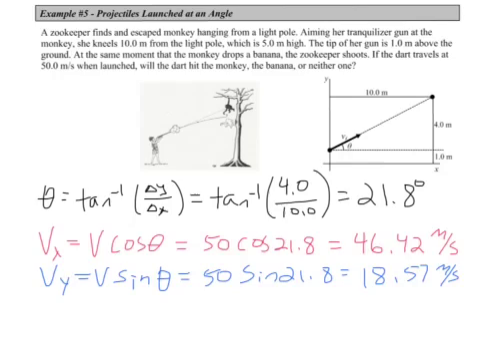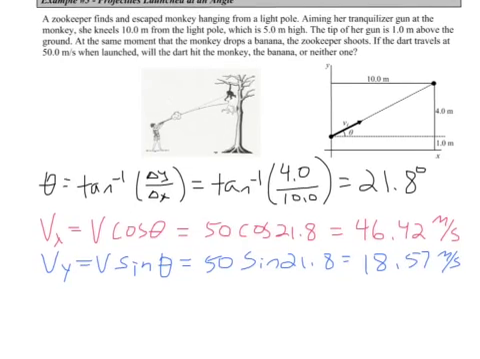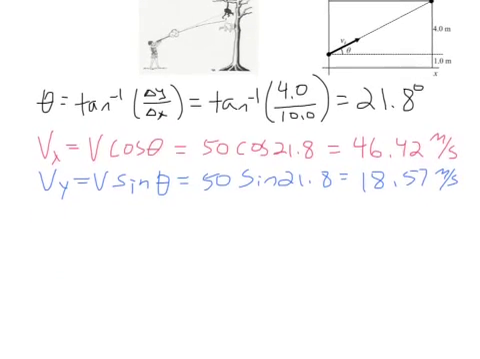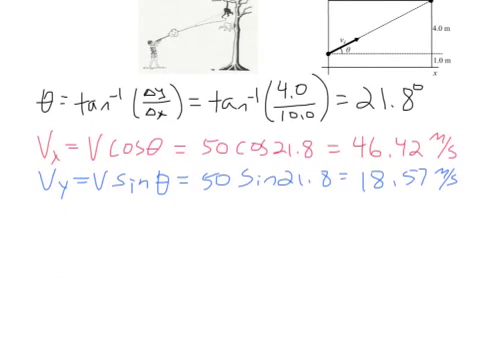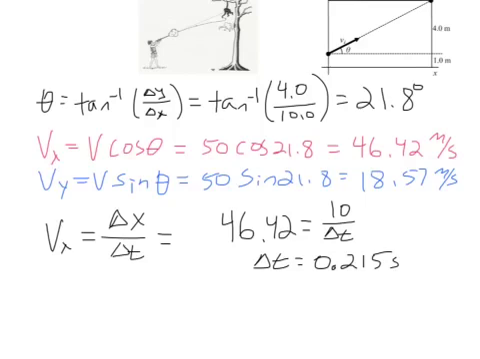Now, since we know our range of 10 meters, and we've got our constant velocity in the horizontal direction, we can use our constant velocity equation to figure out the time that it takes for this projectile to travel to its destination. Doing so shows us that we end up with a time of 0.215 seconds.